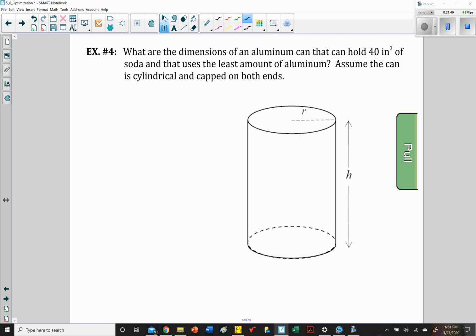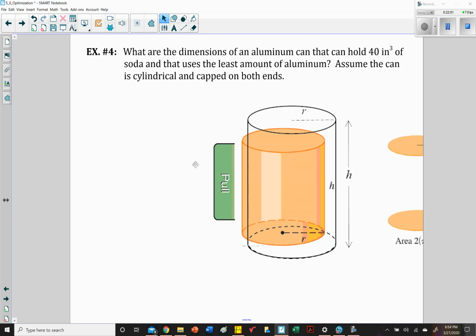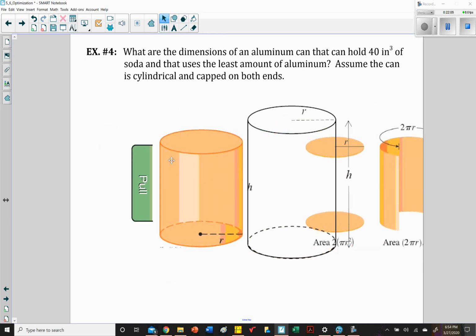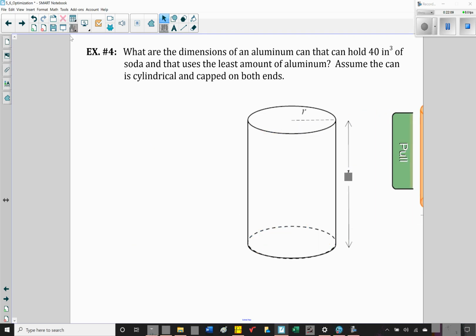And we want to know, what are the dimensions of an aluminum can that can hold 40 cubic inches of soda and uses the least amount of aluminum? So we want to know, let's see what's going on here. Oh yeah, this is how to find the area. We'll use that in a minute.